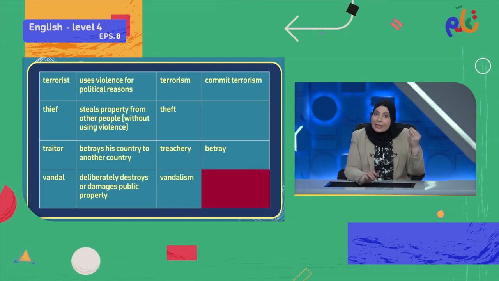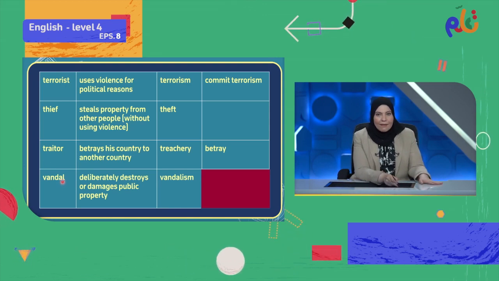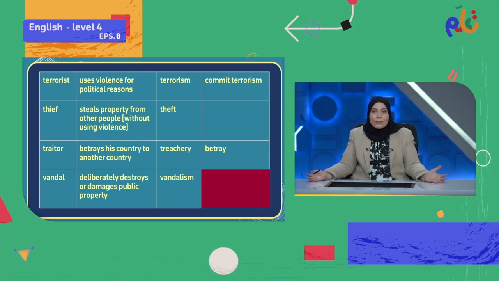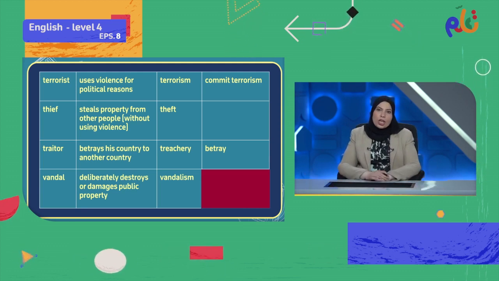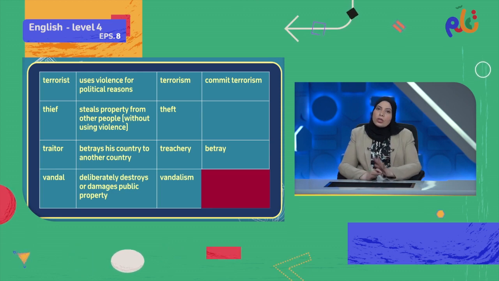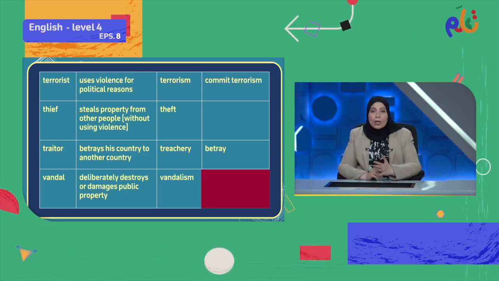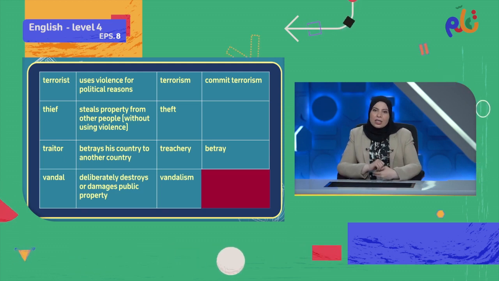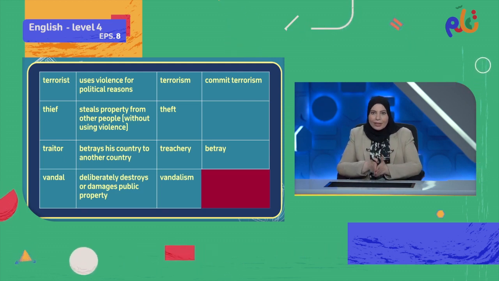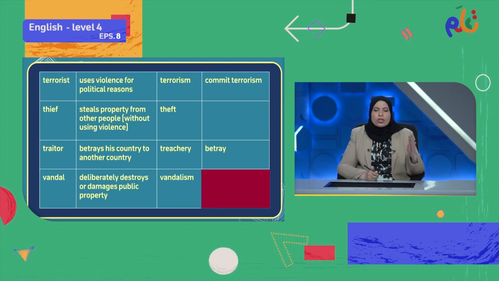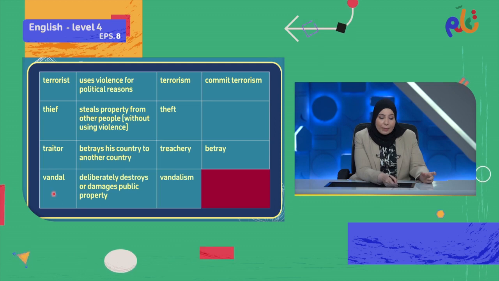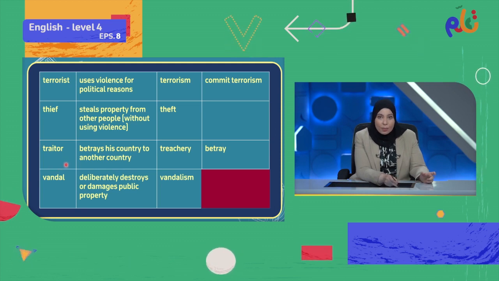So what about the person? The person is a vandal. So we can say vandals shouldn't go to jail. Or we can say that vandals are not committing a serious crime. Or vandals should be heavily punished. So now I'm talking about the person, the criminal.